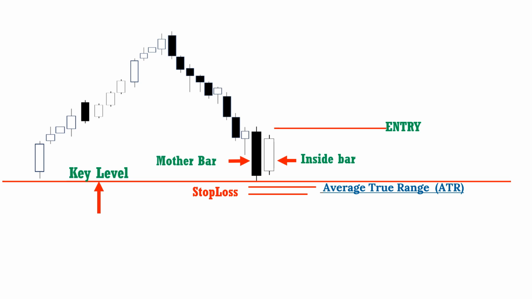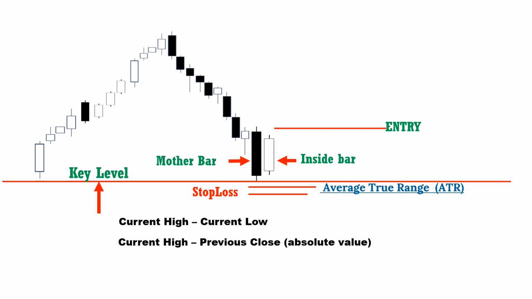It is calculated by taking the greatest of the following three values: the current high minus the current low, the absolute value of the current high minus the previous close, the absolute value of the current low minus the previous close. Key resistance levels are price levels where the market is likely to pause or reverse direction. These levels can be identified by looking at historical price charts.